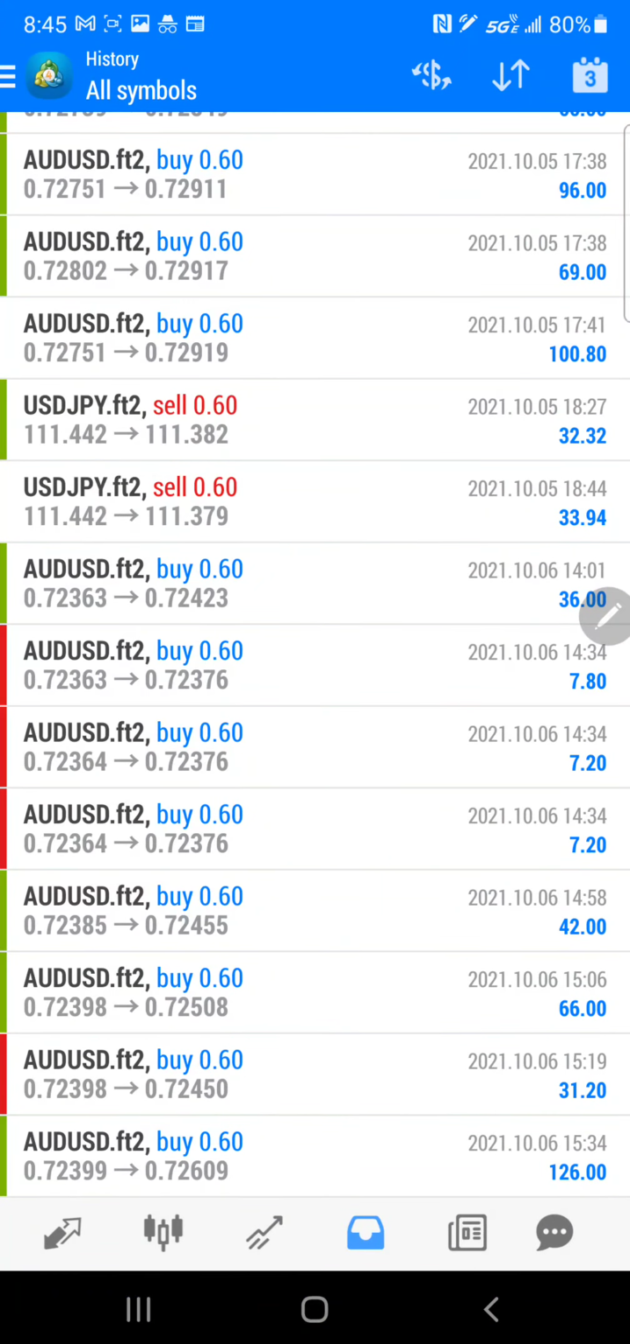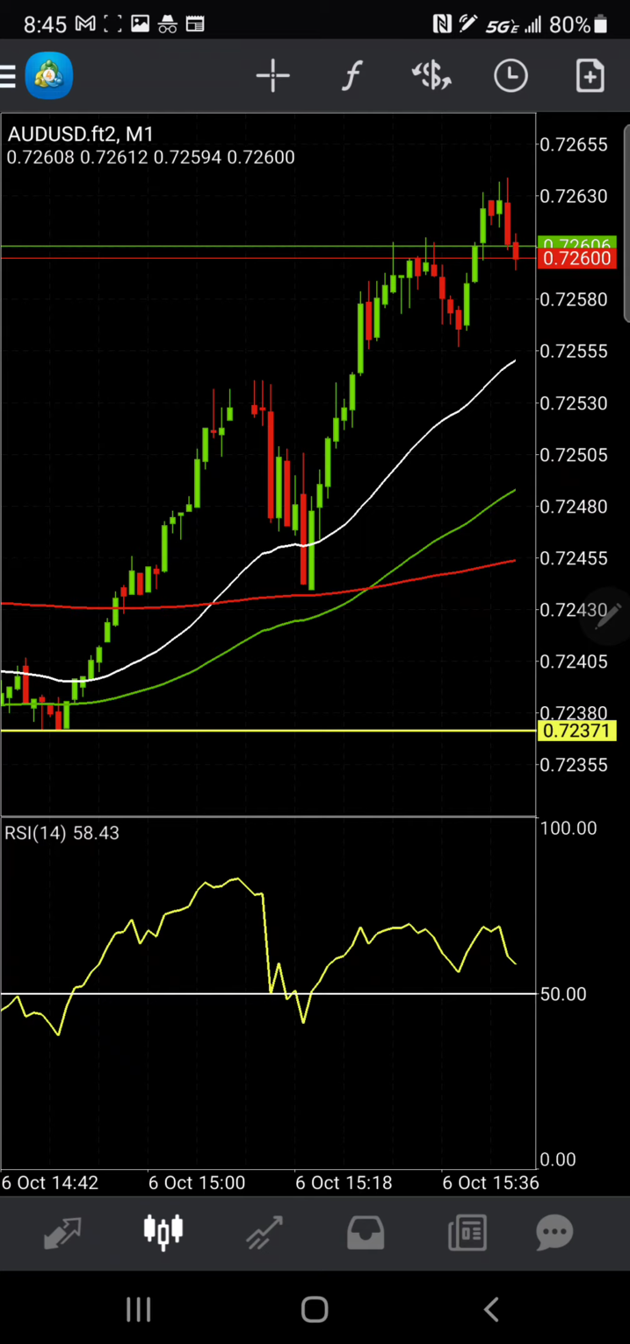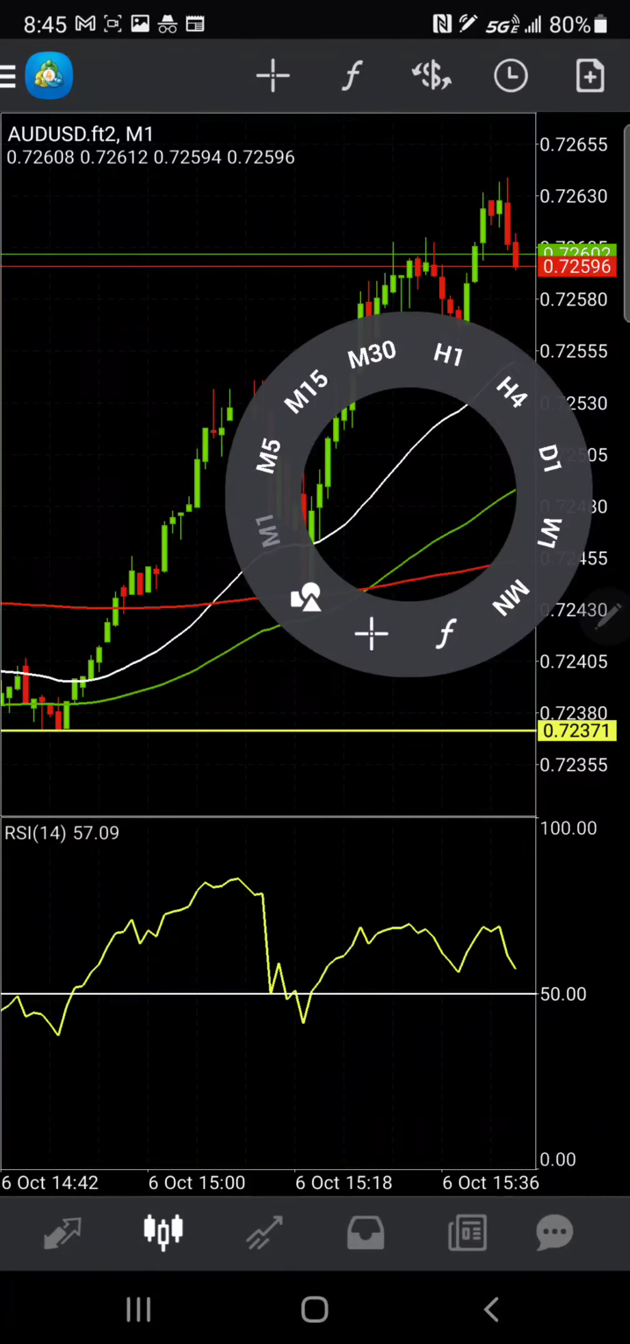Hey everyone, in today's video I want to talk about the trade that I took this morning, or the trades I should say, that I took this morning on Australian dollar US dollar. So I got into the market early this morning. This is what the market looks like now in the 1 minute.